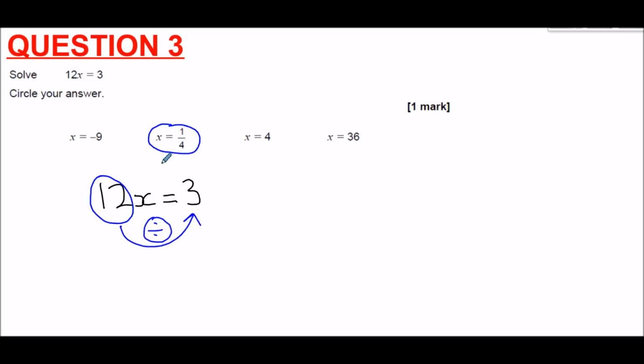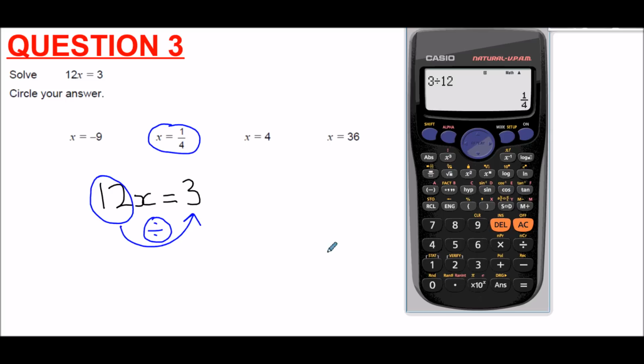Again, just in case you did have a panic or you didn't know what was the thing to do, you can just try all these different values for x. As long as you know that 12x means 12 multiplied by x, you can just try it and see which value works. So if x were a quarter, 12x would mean 12 multiplied by a quarter, which does give the answer of 3, which is what we need it to be. And so x equals a quarter works.